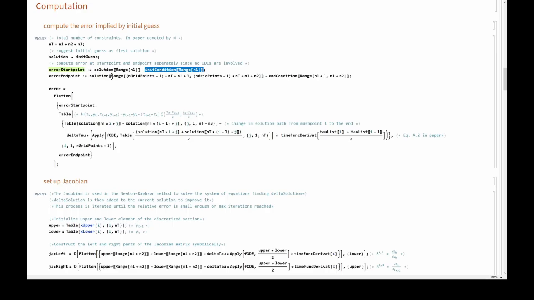Don't let yourself be confused by this range argument. This range argument is a way in Mathematica to create a sequence of starting natural numbers.